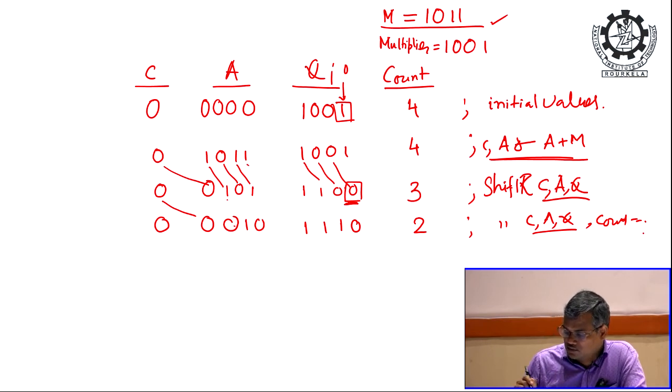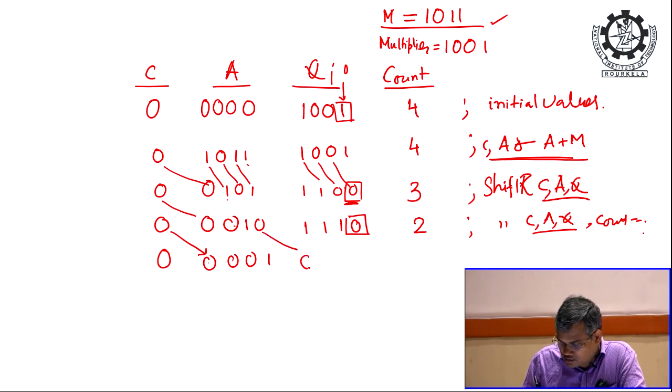Now again Q 0 is 0. So, what you have to do, again you shift on the right side. So, this is 0, this 0 will come here. So, 0 0 1, this 0 will come here, 0, this one will come here, this one will come here, this one will come here.